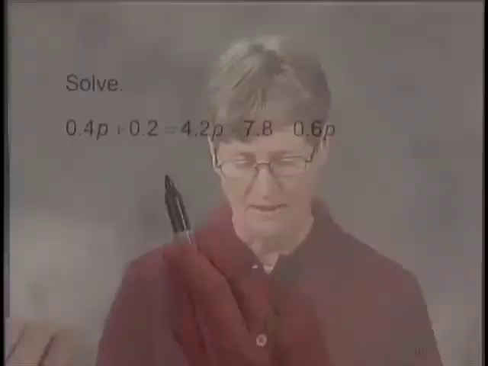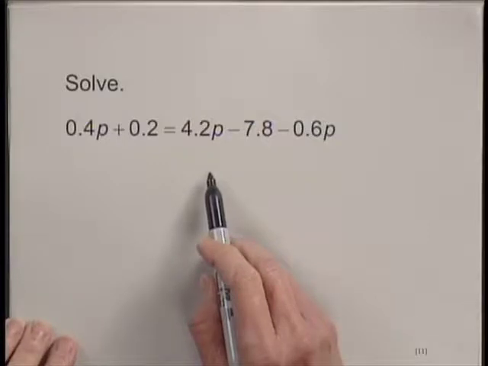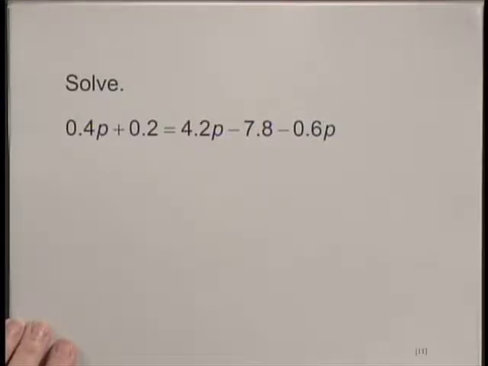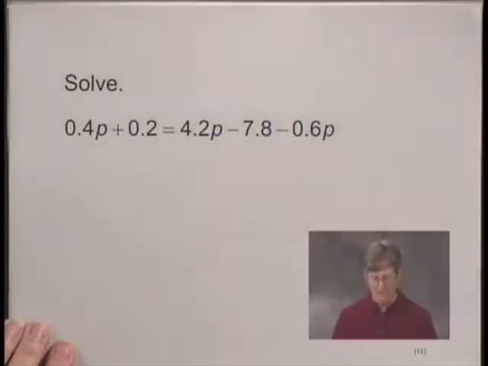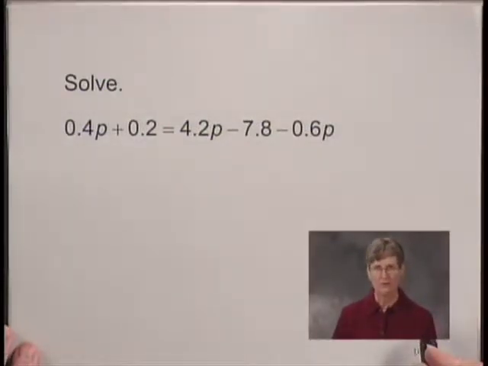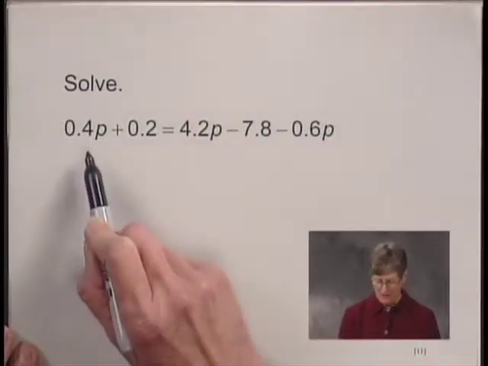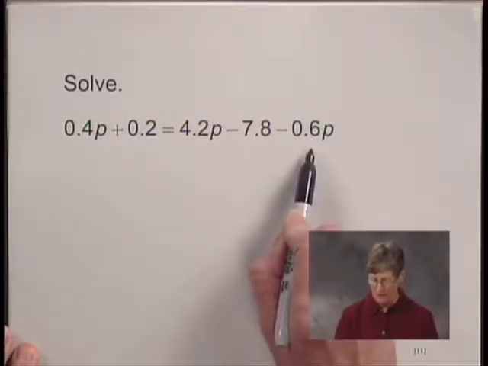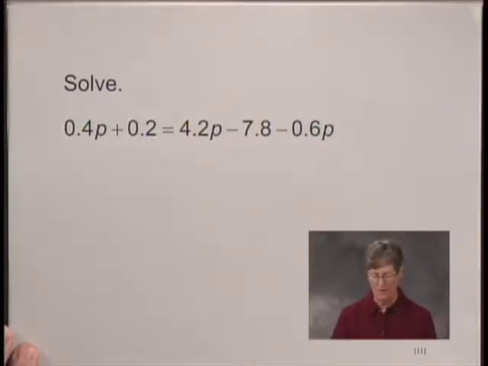We'll solve the equation 0.4p plus 0.2 equals 4.2p minus 7.8 minus 0.6p. Now, this equation has a lot of decimals in it, so the first thing I'm going to do is multiply on both sides of the equation to eliminate the decimals, to clear the decimals. And we see that each of these decimal expressions has just one decimal place. So if I multiply on both sides by 10, I will clear the decimals.